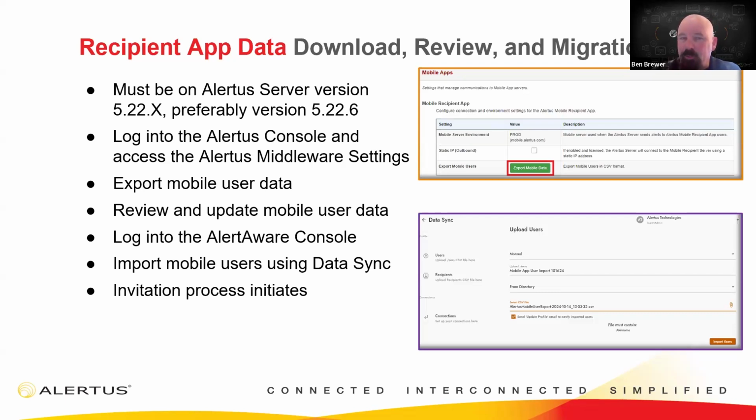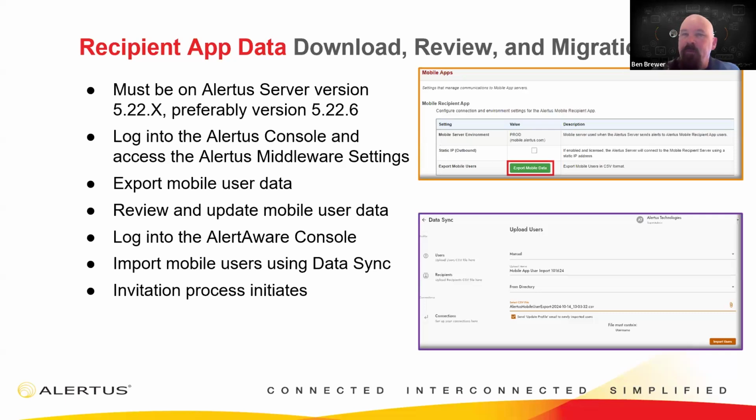5.22.6 is where we're currently migrating, or updating, I should say, current Alertus server customers that are seeking to update their server. That would be what I would recommend that you anticipate, is that we will migrate you over to 5.22.6. And then what we'll do from a migration perspective, just so you understand the mechanics of it, we will ask you to log in as an administrator into the Alertus console. You'll access the Alertus middleware, which is down in the bottom left-hand corner of the Alertus console. I think it's the far right tab of those 3 that are down in the bottom left.